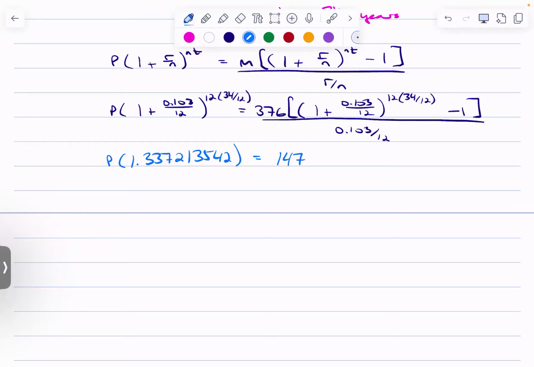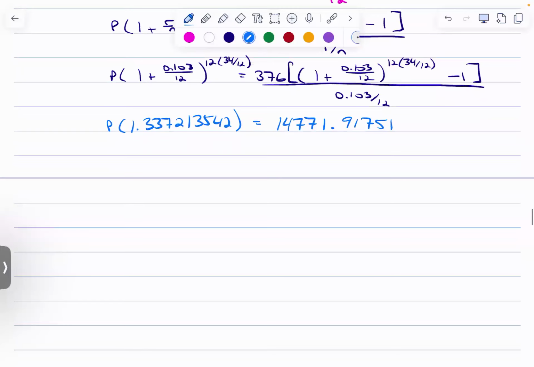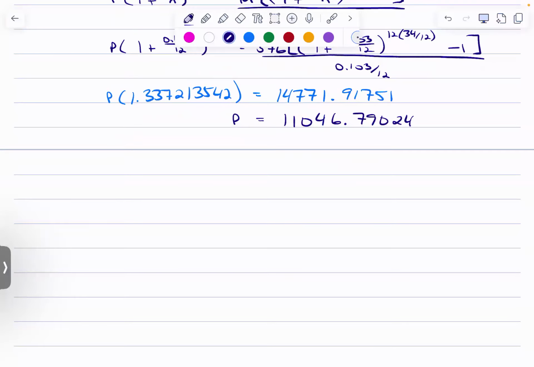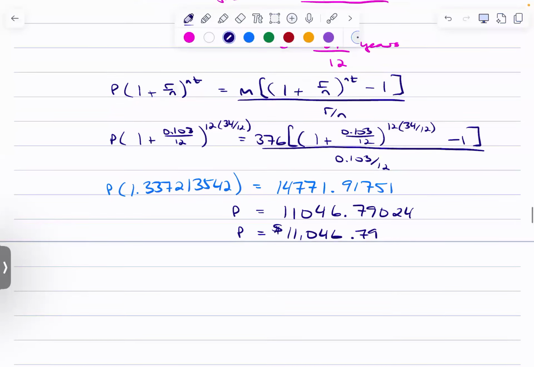I get 14,771.91751. So P is $11,046.79024, in monies, $11,046.79. That's how much he still owes on the car.